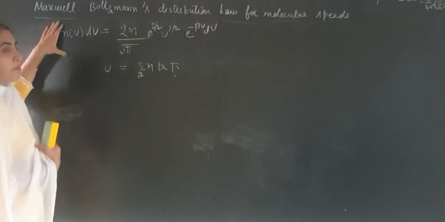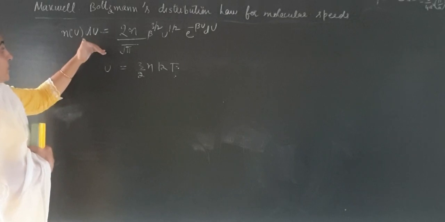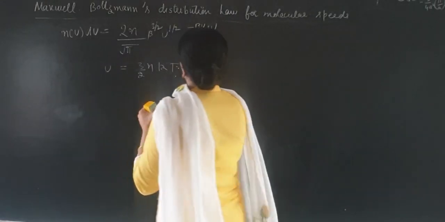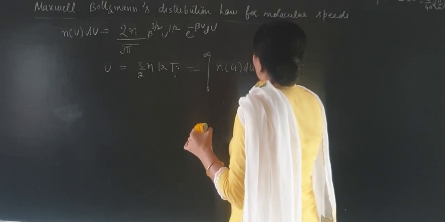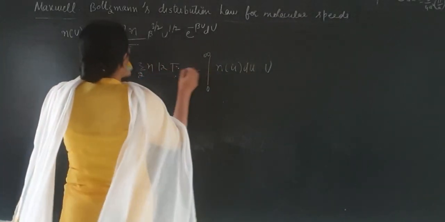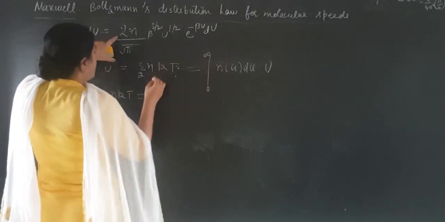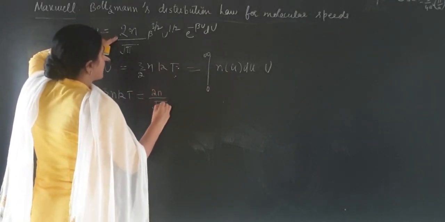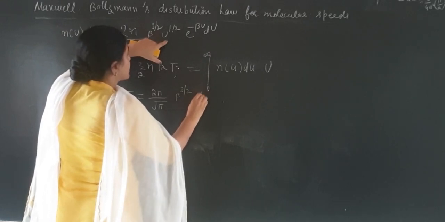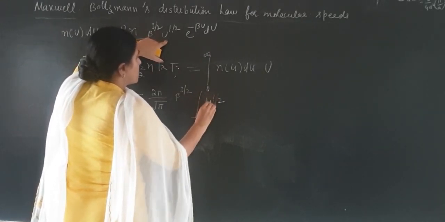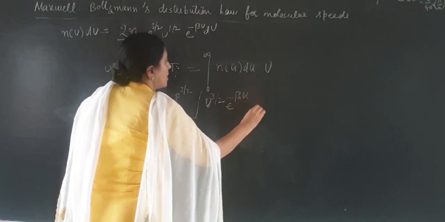Now this is also the number of particles between the energy interval u and u plus du. So the energy must be equal to the integral from 0 to infinity of n(u) du into u. Put the value of n(u) du here. So 3 by 2 nkT is equal to the integral of 2n over root pi, that is constant, beta raised to 3 by 2, u raised to power 1 by 2, into u, so u becomes 3 by 2, e raised to power minus beta u du.